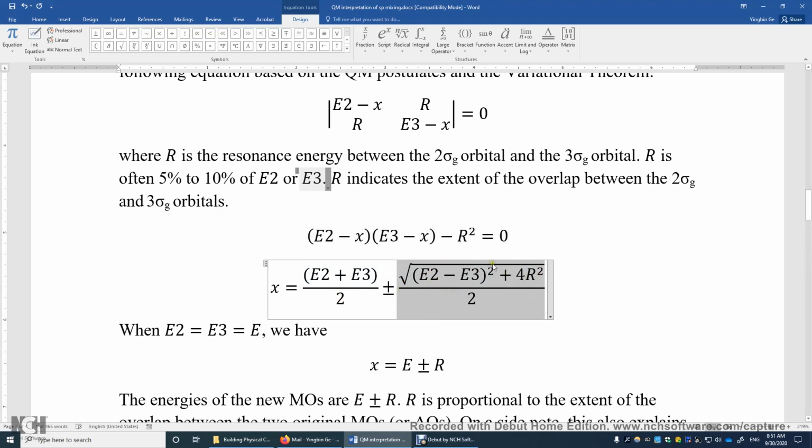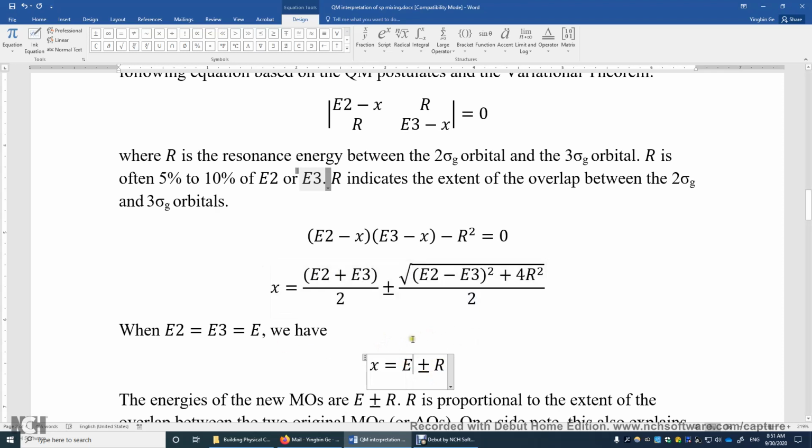We'll simplify this part, okay? When E2 is equal to E3, this part is just 0, and then we take the square root of this. We get 2R. 2R over 2 is R. So really, X is just equal to E plus minus R. All right, so the two new MOs, one sitting above the original E, one sitting below the original E. The shift is R. So that's really simple.